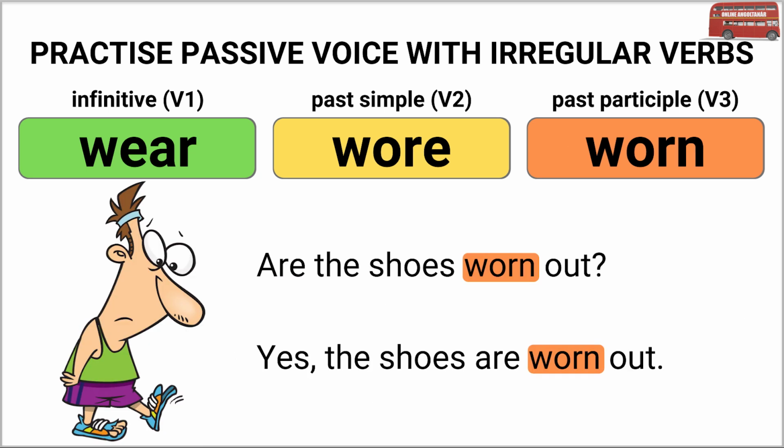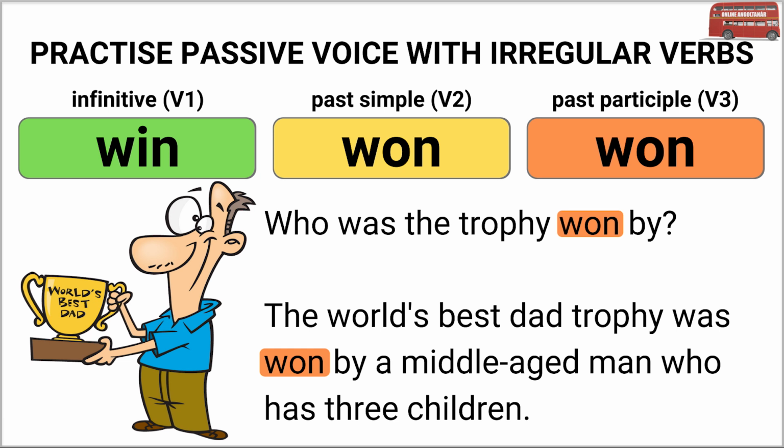Wear, wore, worn. Are the shoes worn out? Yes, the shoes are worn out. Win, won, won. Who was the trophy won by? The world's best dad trophy was won by a middle-aged man who has 3 children.